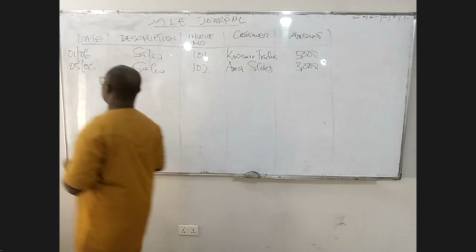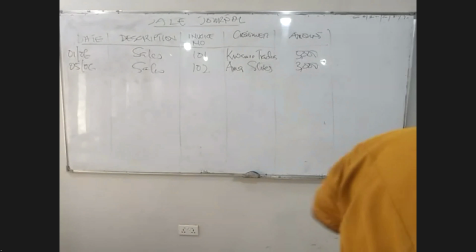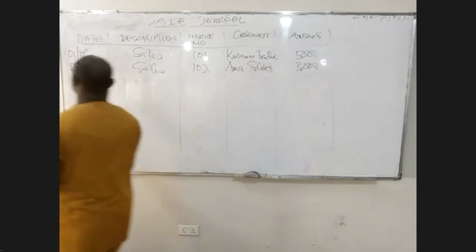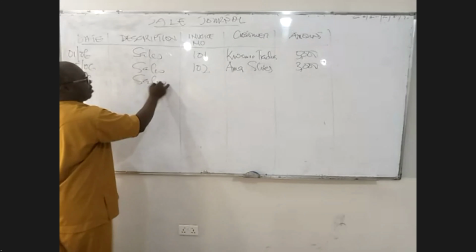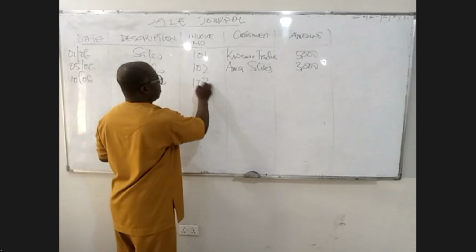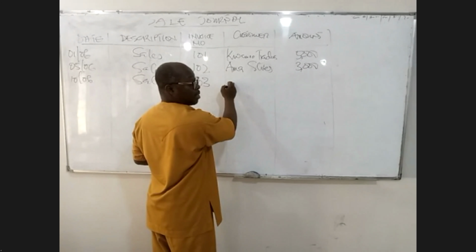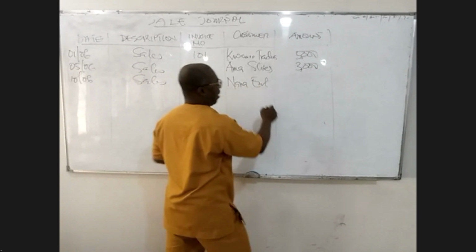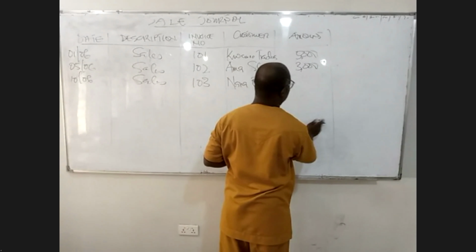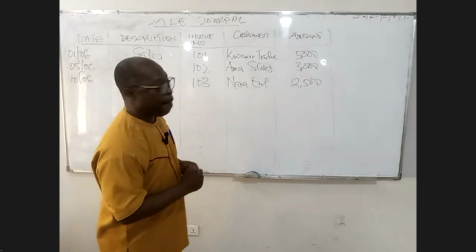The next one. So let's pick all the transactions relating and connecting to what? Sales. Thank you. On the 10th of June. Good. Sales. What's the name of the customer? Come again. Good. Nana. Enter. How much is it? 2,500. Are you okay? Good.